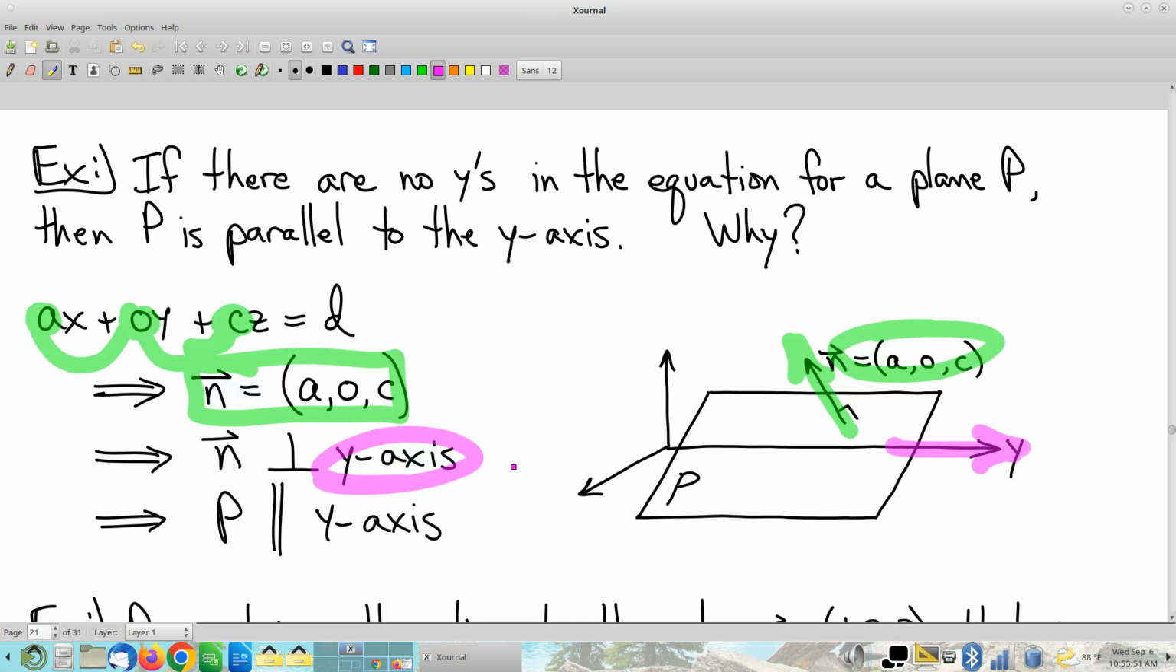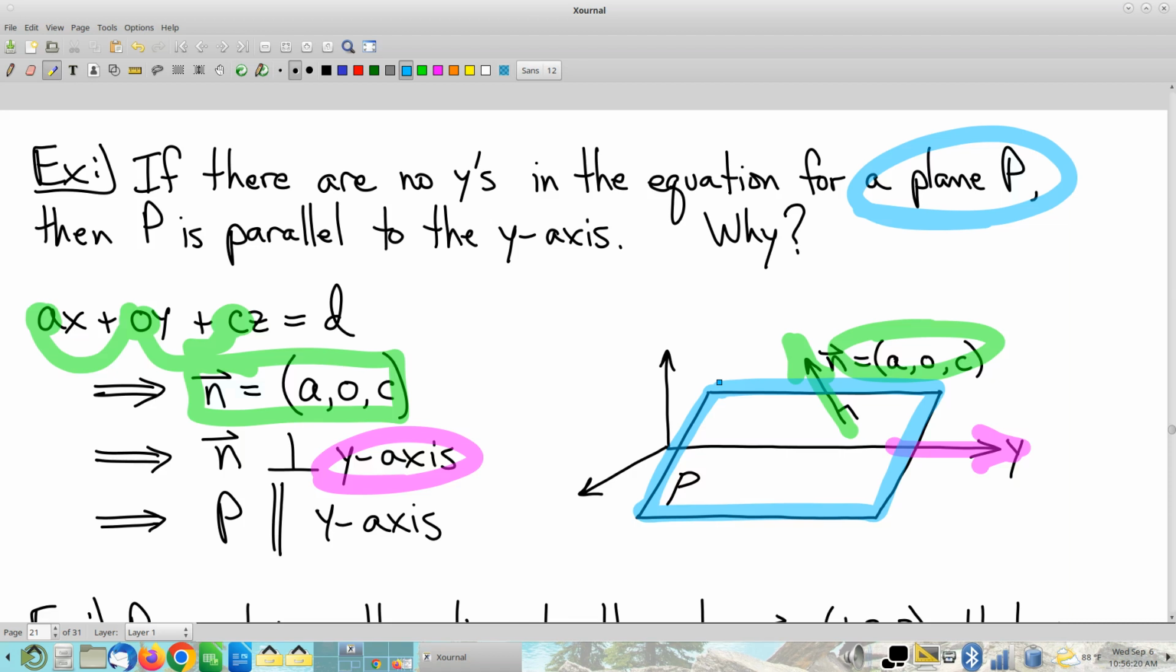But of course, the green vector being the normal is perpendicular to the plane. So let's put it all together then. The plane is perpendicular to n. n is perpendicular to this purple vector in the direction of the y-axis. And now geometric appeal, that means the plane has to be parallel to the y-axis. Everybody buy it?